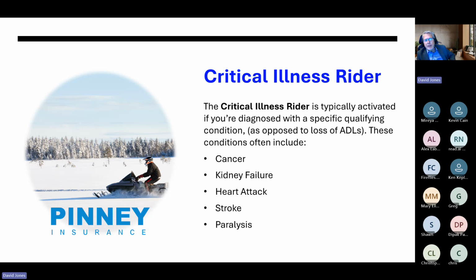The critical illness rider is typically activated if you're diagnosed with specific qualifying conditions, as opposed to the loss of the ADLs that we previously talked about. These conditions will often include, they're not all the same across all carriers and products, so take a look at it, but typically it'll be cancer, kidney failure, heart attack, stroke, paralysis, and such things that qualify as a critical illness, and again, you can have access to your death benefit at that time.